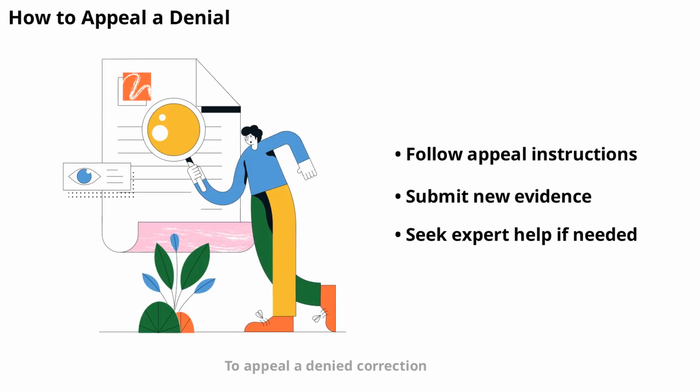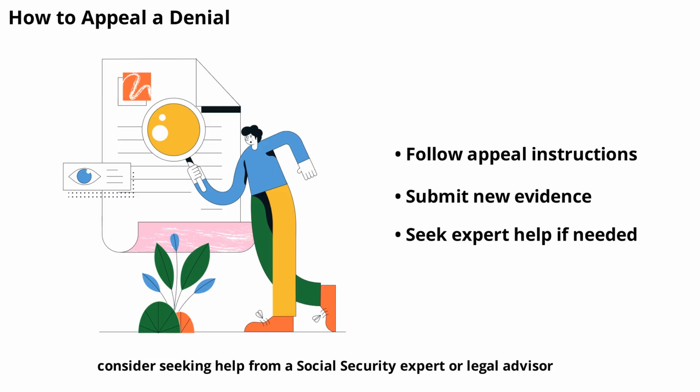To appeal a denied correction, follow the instructions in your denial letter. You may need to submit a written appeal or request a hearing. Be sure to include any new evidence that supports your claim. The appeals process can take time, but persistence pays off. If you're unsure how to proceed, consider seeking help from a Social Security expert or legal advisor.